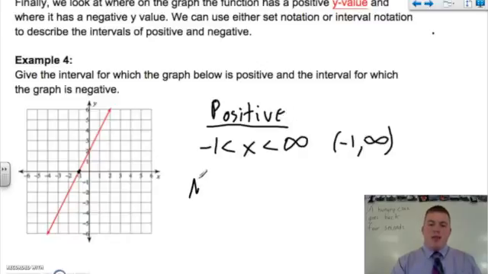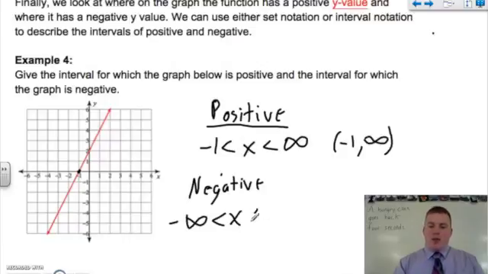Now for negative, it's going to be everything below the x-axis. So in this case, it starts out from the very beginning as negative. So it's going to start out at negative infinity because that's going to keep going further and further left. It's not going to turn around on us. All right. And as far as where it stops being negative, that's where that intercept is.